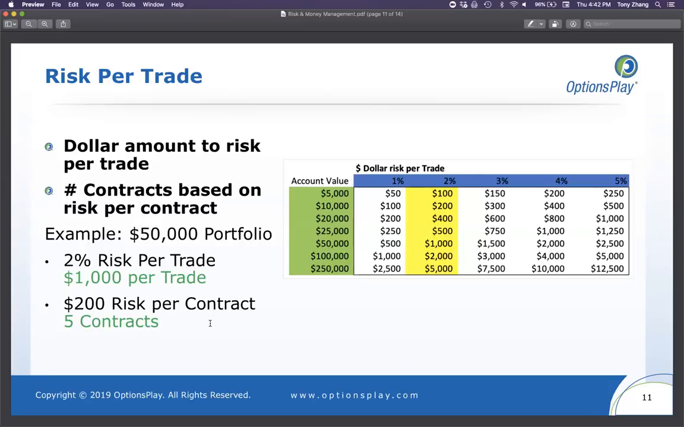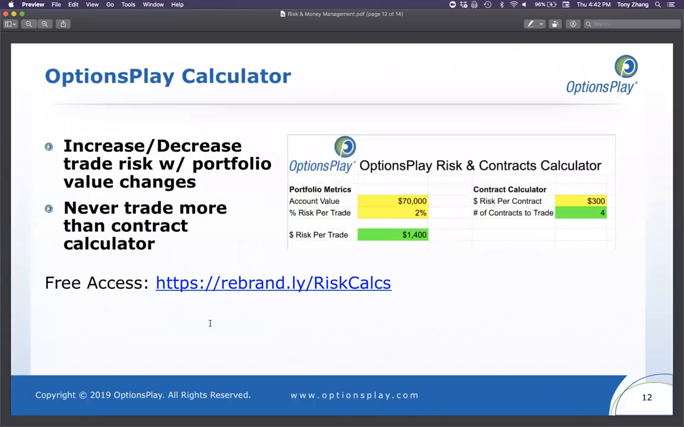But this is really why we want to bring calculators into your life, to try to take some of that emotion out of play and simply provide calculators so that you know exactly how many contracts to trade, and you're not guessing or doing back of the envelope calculations. You have exact calculators to tell you how much to risk.